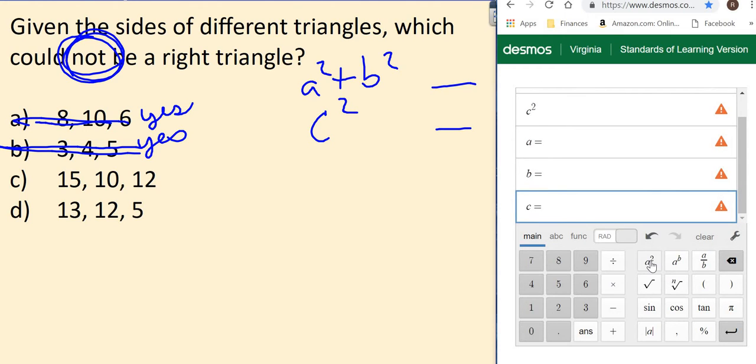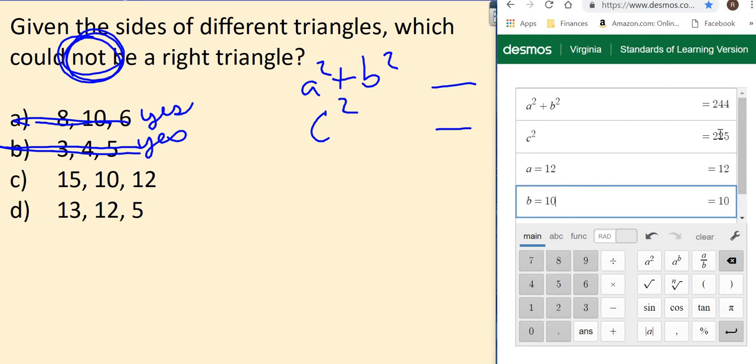So for that next one, my longest side C would be 12. My A, oh, excuse me, I got that wrong. My longest side is 15. A could be 12 and B could be 10, or I could switch A and B, it wouldn't matter. Go up here and look, and they are not the same. So that means that they are not a right triangle, and that's what we're looking for.